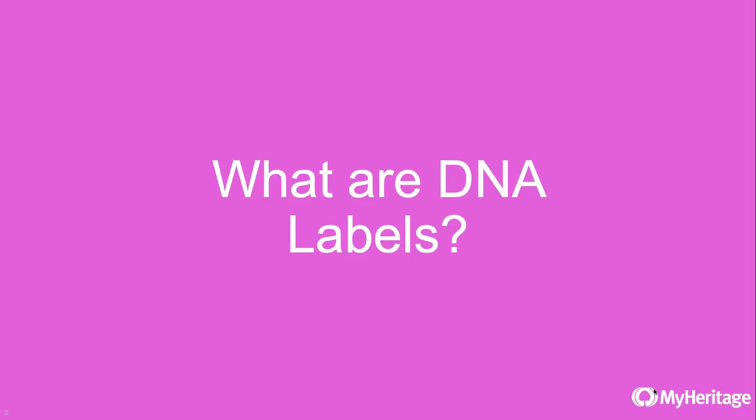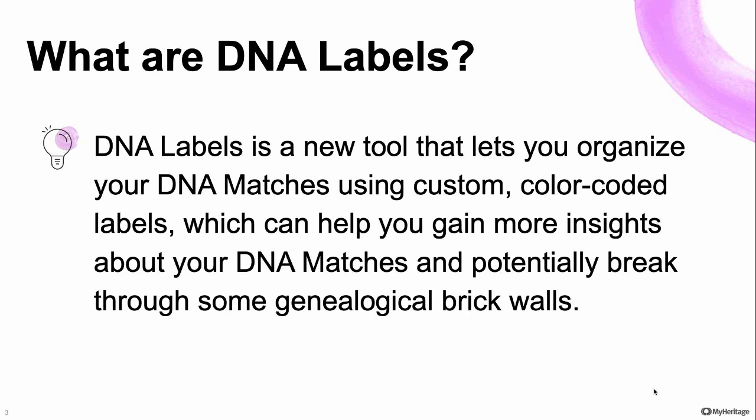So let's start. So what are DNA labels? I think that's the right way to start this. DNA labels is a new tool that lets you organize your DNA matches using custom color-coded labels, which can help you gain more insights about your DNA matches and potentially break through some genealogical brick walls. On MyHeritage, we're trying all the time to think of different tools and new options which will make your lives easier when working with your DNA matches. And we think that labels are the right way to do that.